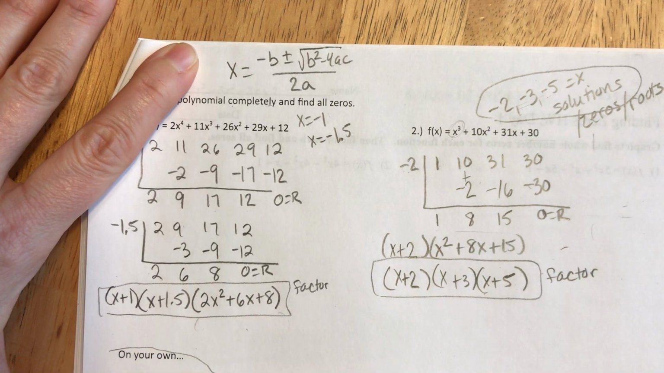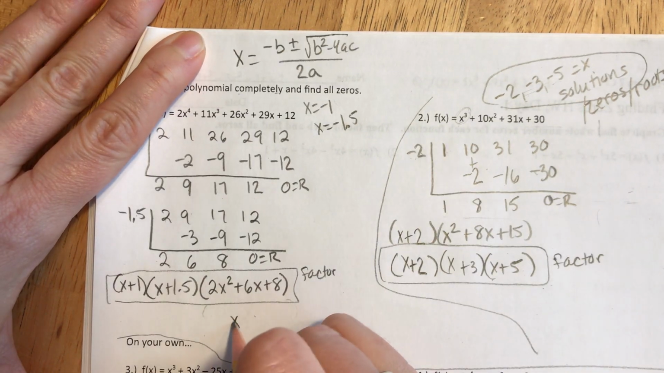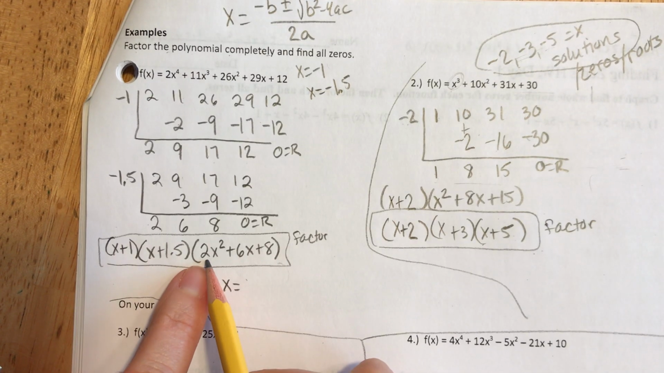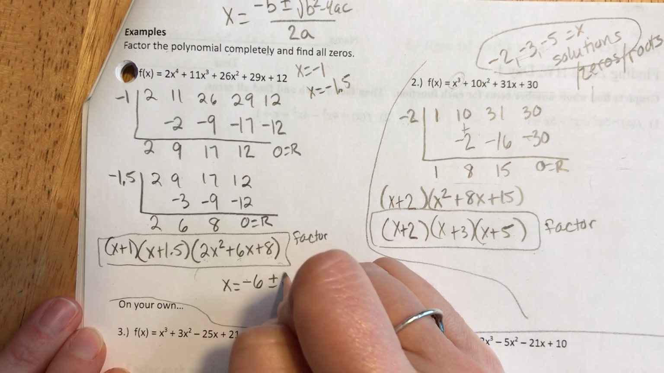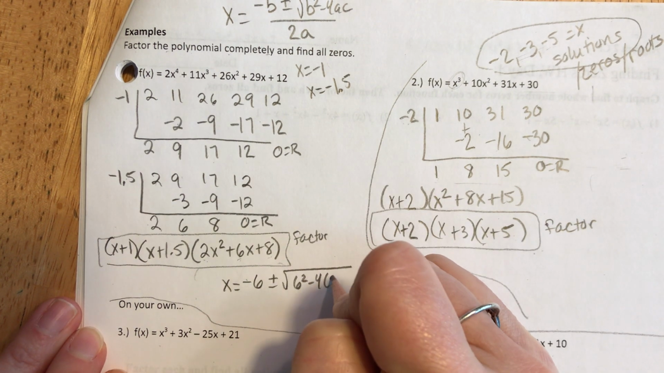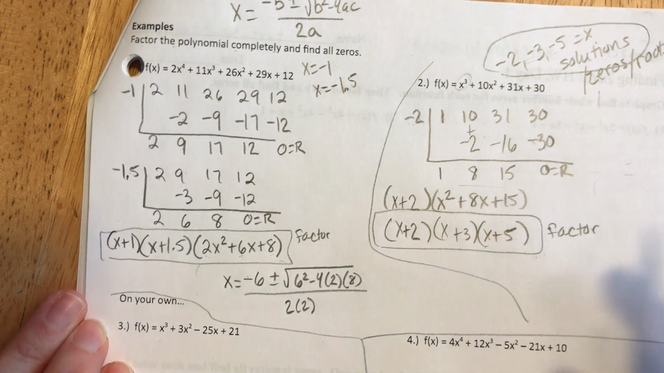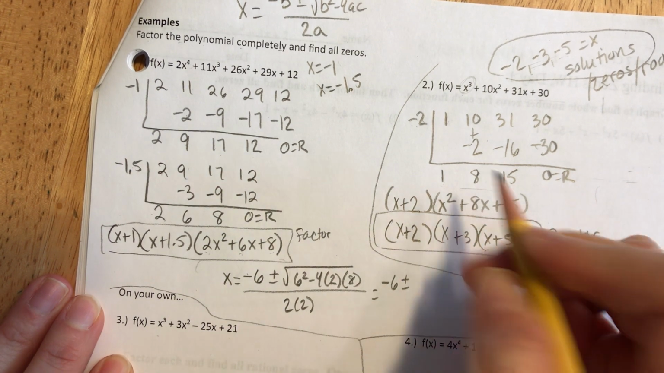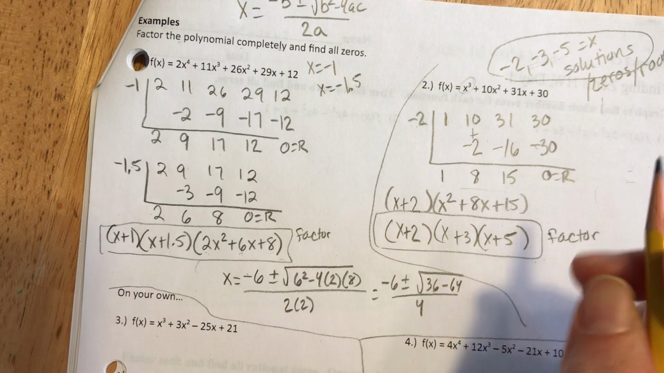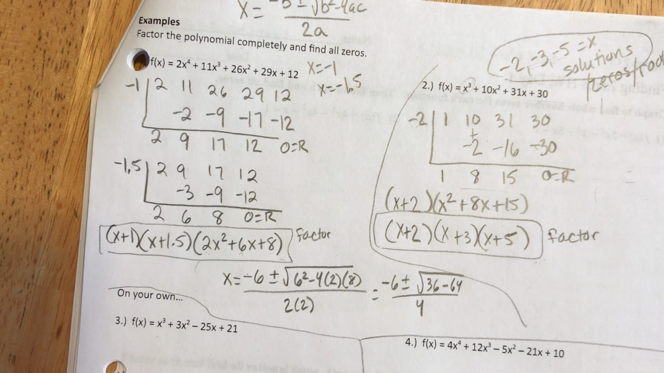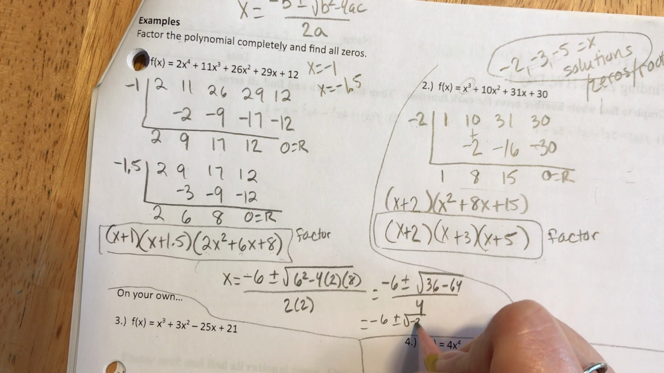All right, so I'm just going to create a little space here for my paper to keep my work together, okay? I'm going to do x equals, you're just using this, 2, 6, 8. A is 2, B is 6, C is 8. So I'm going to have negative b plus or minus square root b squared minus 4 times a times c divided by 2a. Okay, so this is negative 6 plus or minus square root 36 minus 8 times 8 is 64 over 4. 36 minus 64 is negative 28. So now I have negative 6 plus or minus the square root of negative 28 over 4.